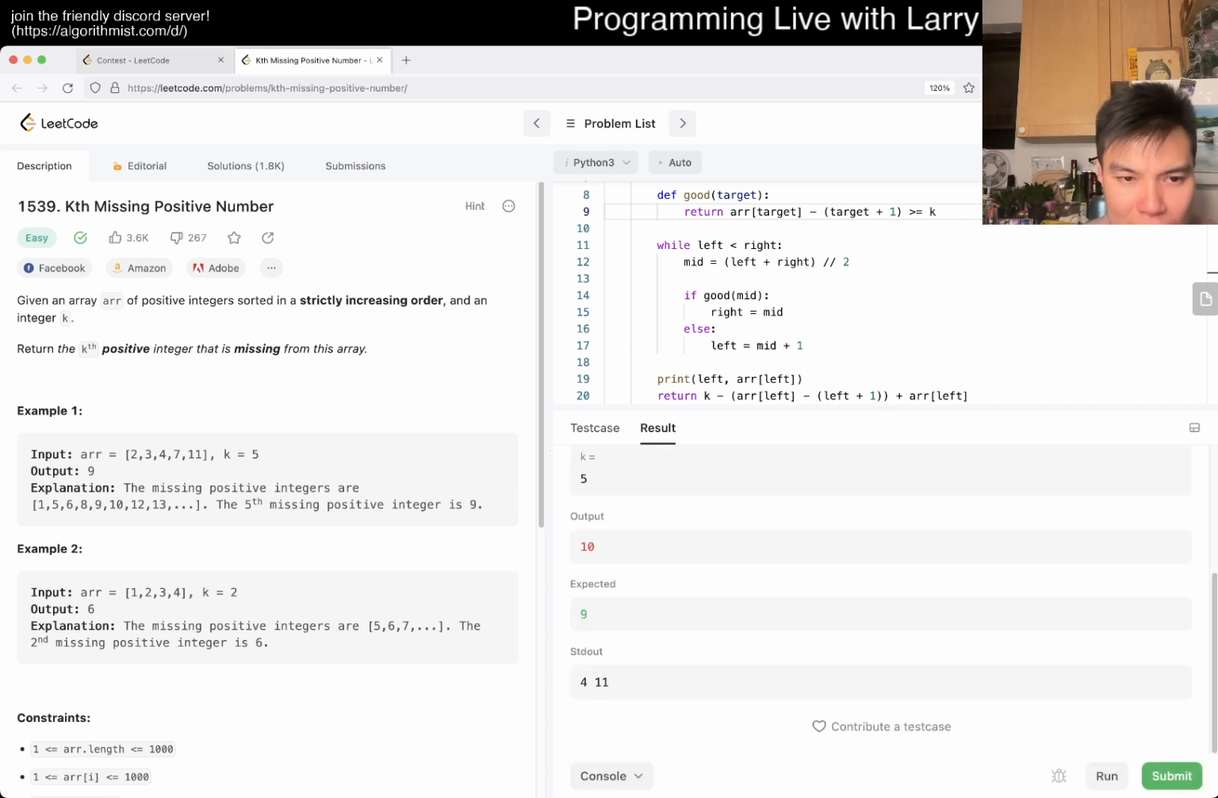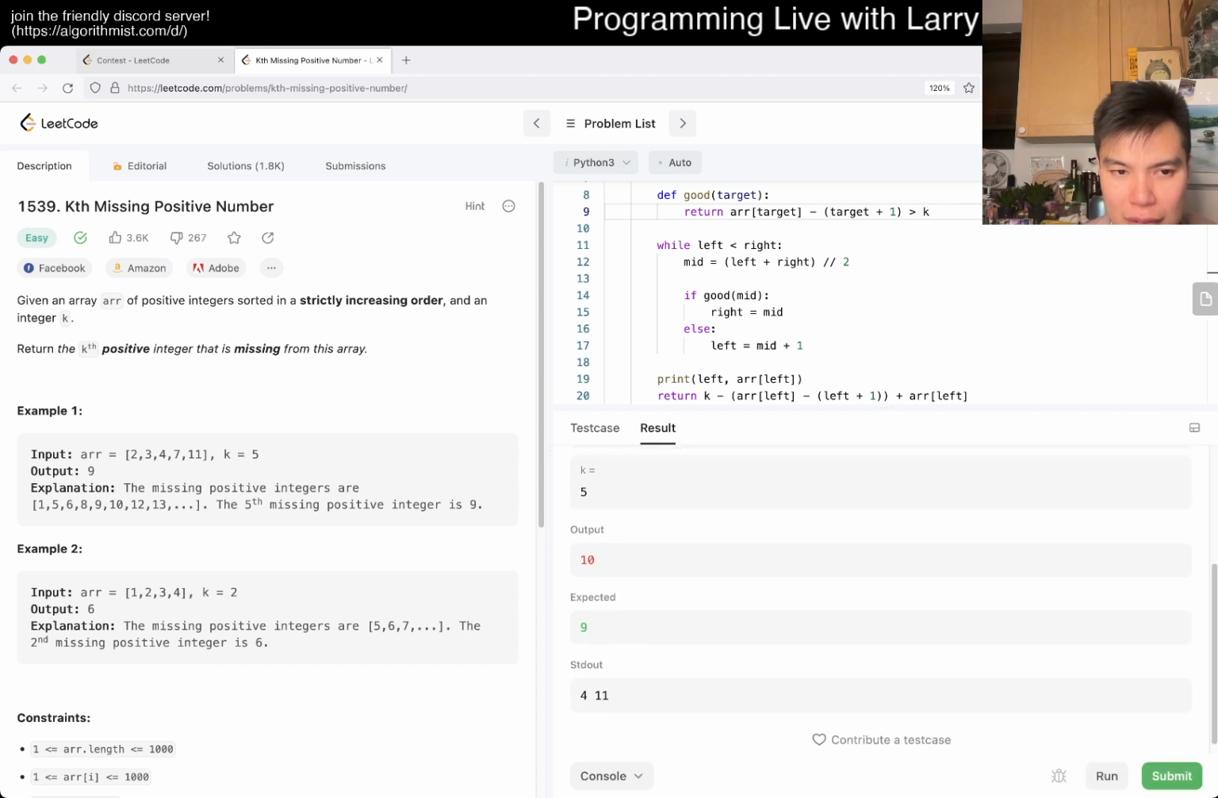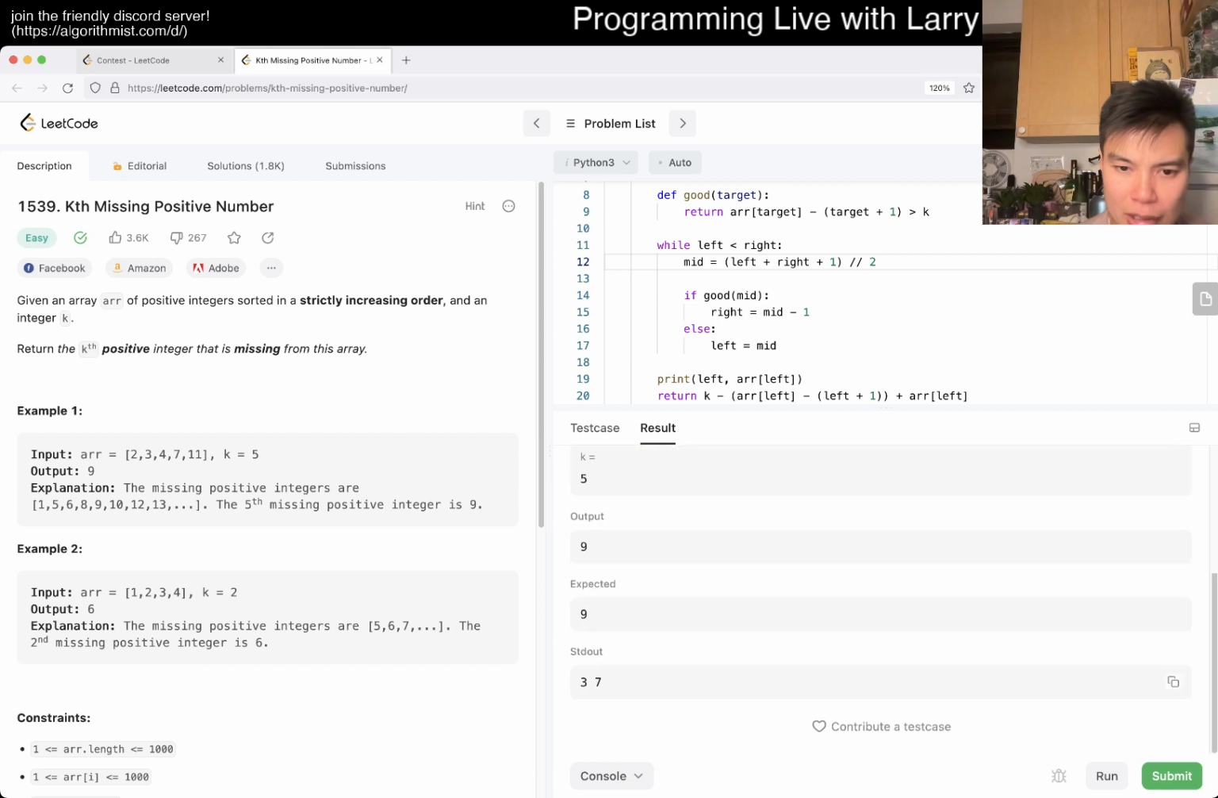All right, let's see. 4 and 11, right? That's not... Well, 11 at index 4. So it's 11 minus 4 plus 1. So that's 6. 6 is greater than. So that's not right. Wait, what was... Because then now this is true. So then it said, oh, I see. Because I changed the definition. Okay. Yeah, I forgot that I changed this definition and then my bounds were incorrect.